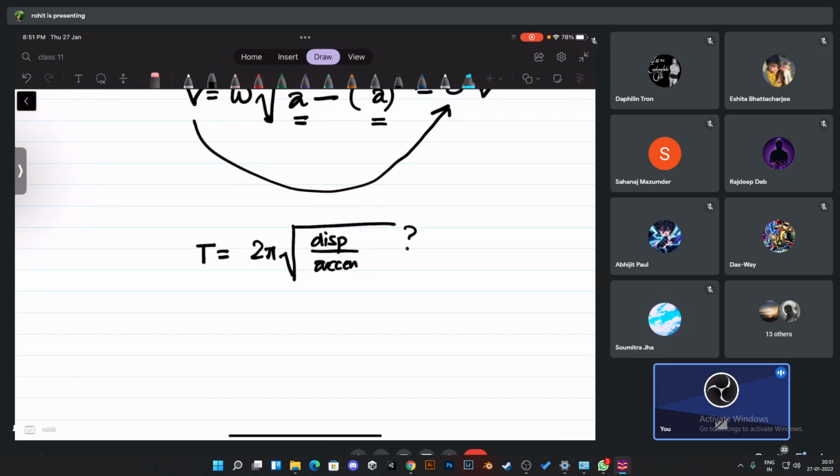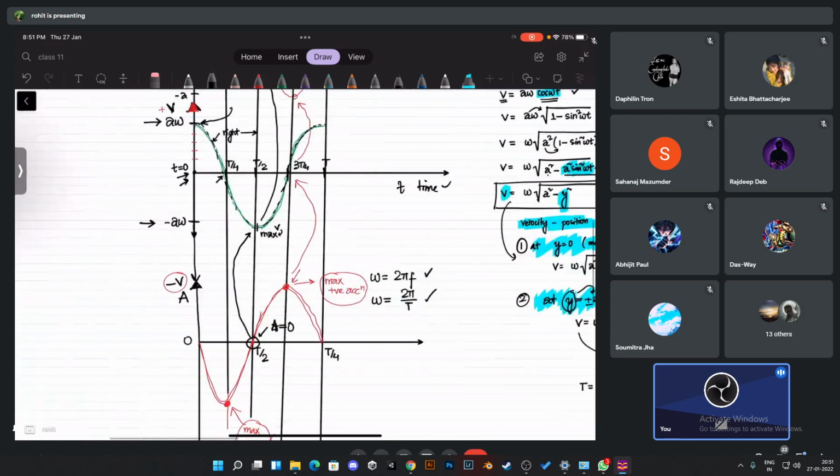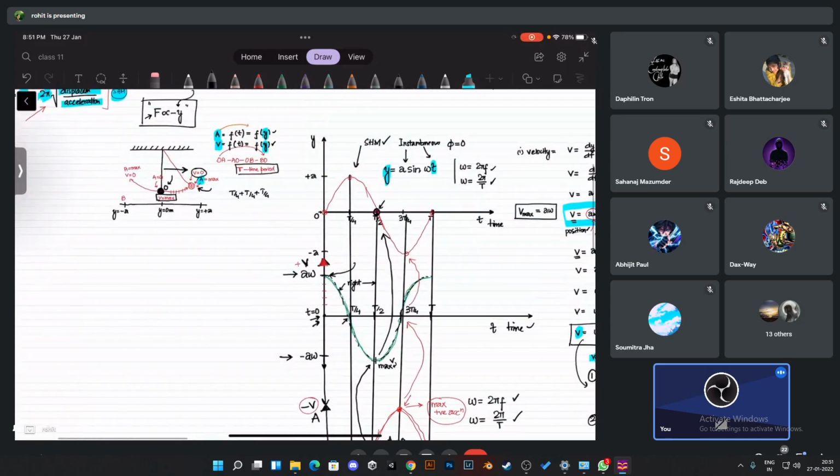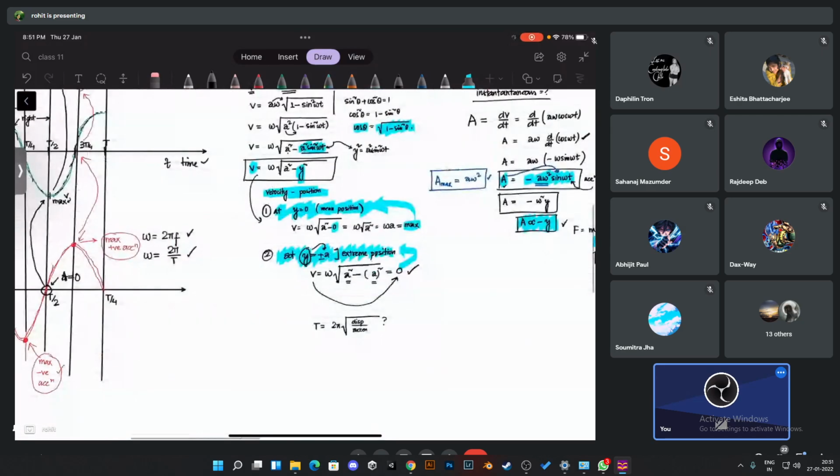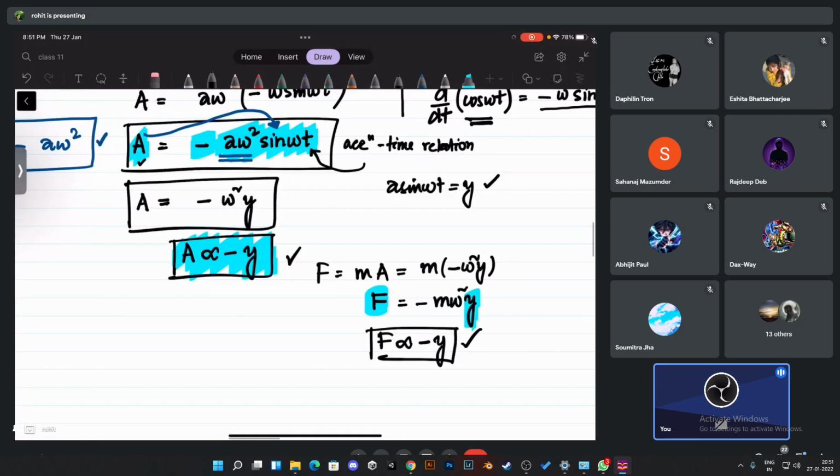Okay, so now think and tell me. Can I go back and use this one or not? Please check. I'll show you which relation I'm going to use. Oh, here. I'm going to use this relation. What is a, guys? Minus omega square y.